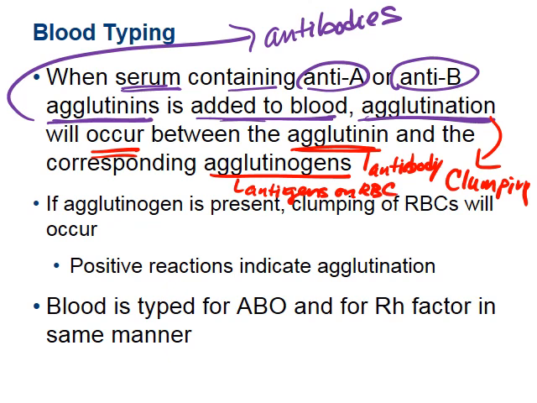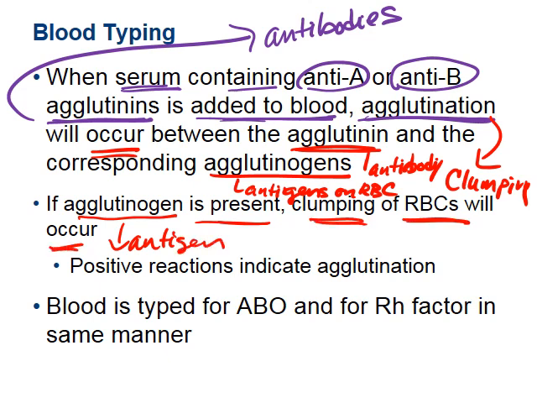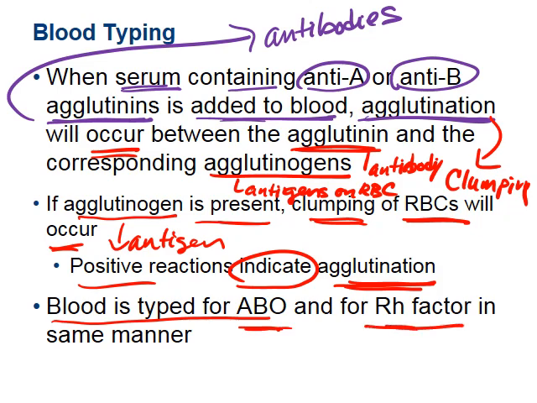So go back and read that statement a few times and make sure that you know which A word means antibodies, which one means antigens, and that agglutination is when the clumping occurs because the antibody bound to the antigen on the wrong blood that was given to you. If agglutinogen, the antigen, is present, clumping of the red blood cells will occur. Positive reactions indicate agglutination, clumping. Blood is typed for ABO and for Rh factor.